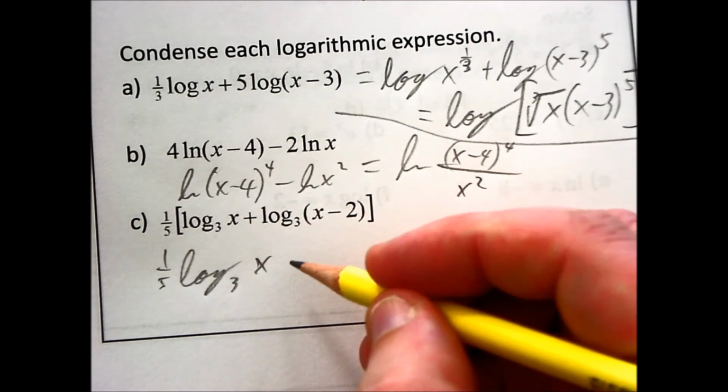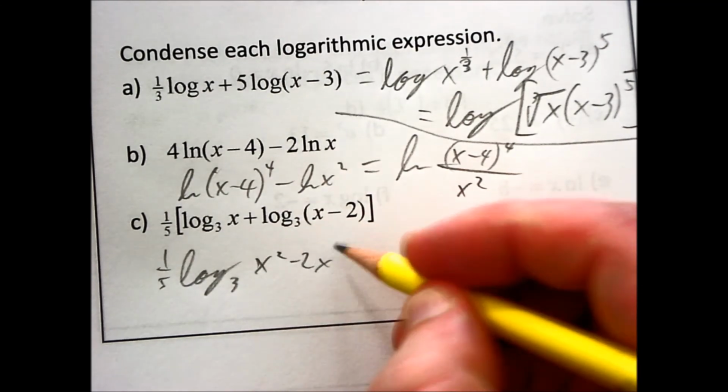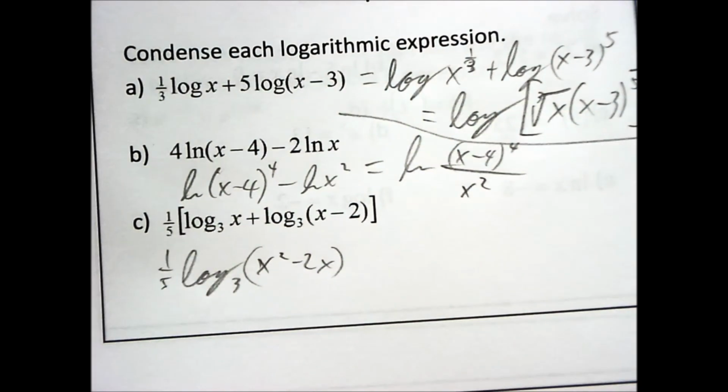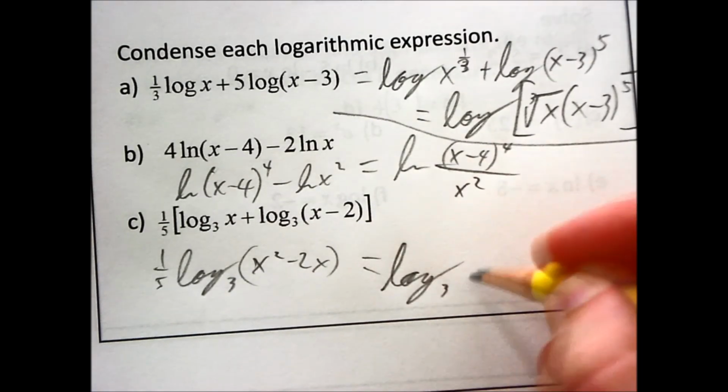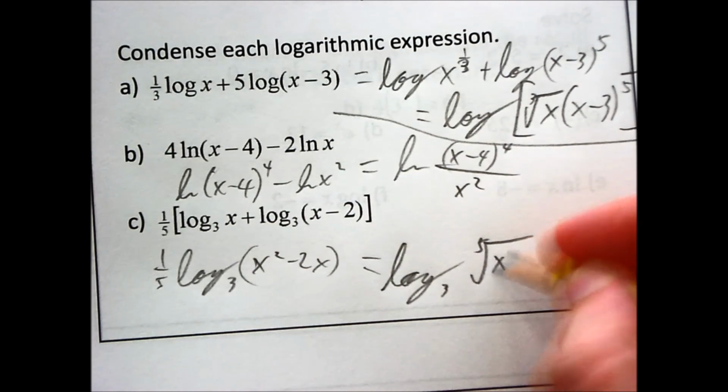So that's going to give me x squared minus 2x inside the log. Then what? Raise to the 1/5, which means what? 5th root. So this is log base 3 of the 5th root of x squared minus 2x.